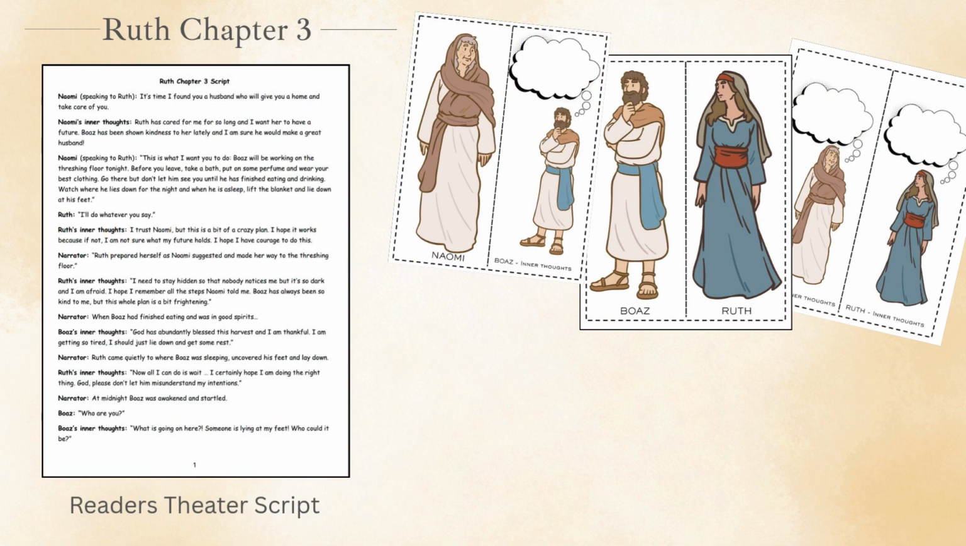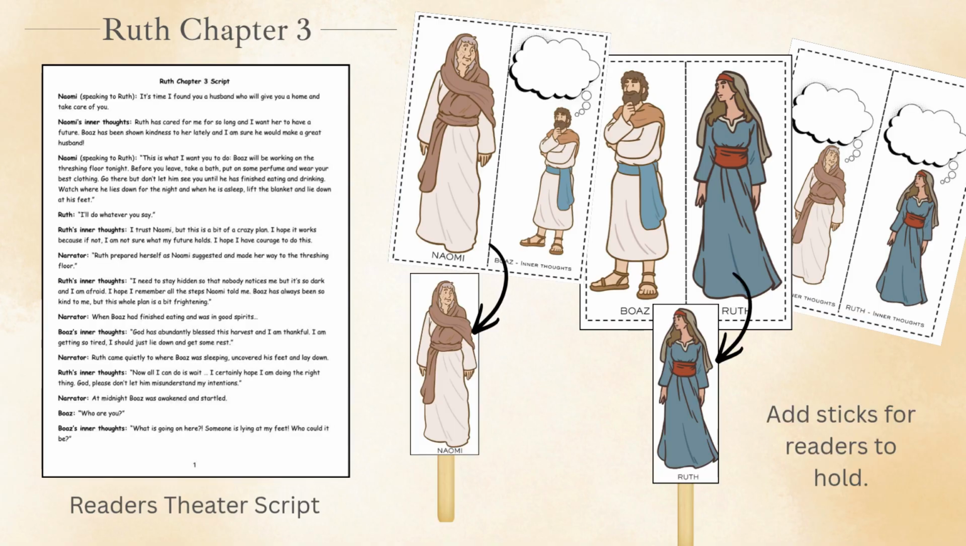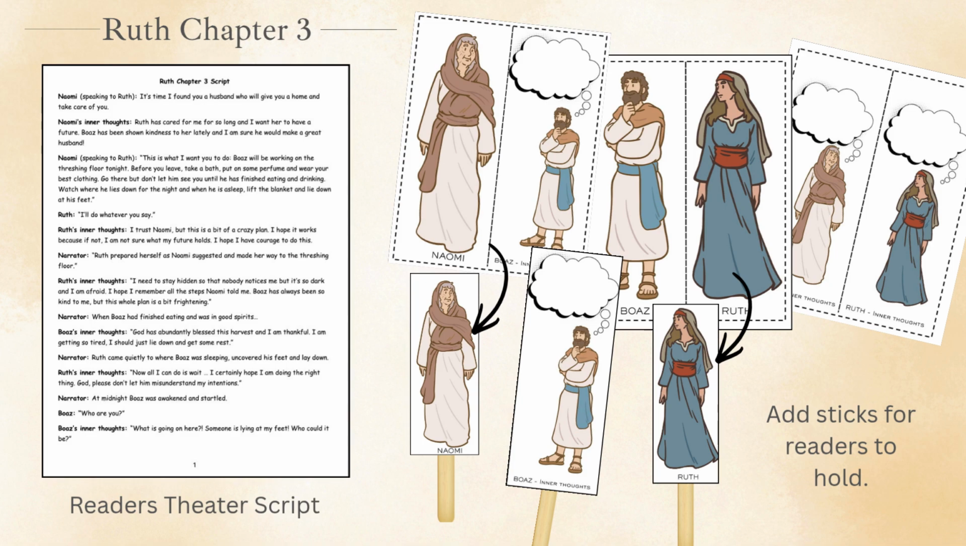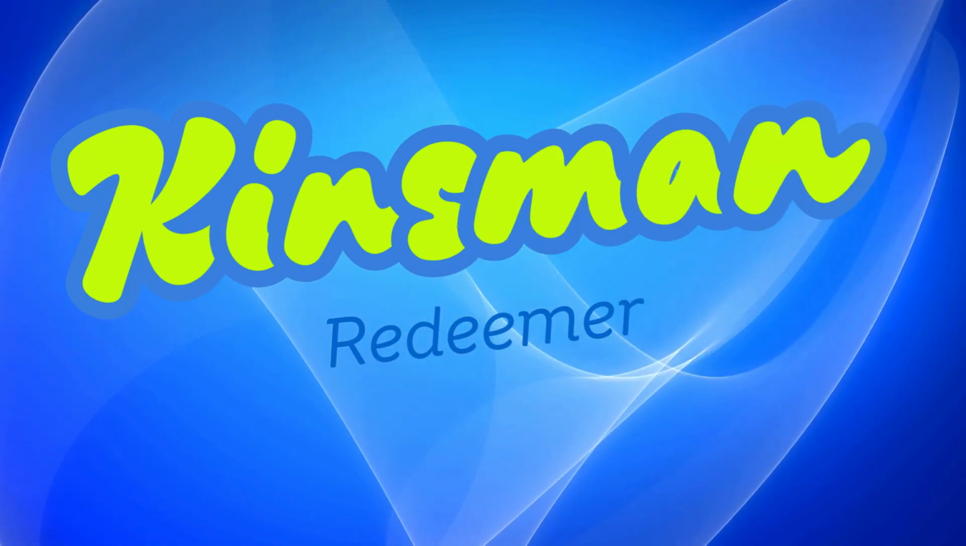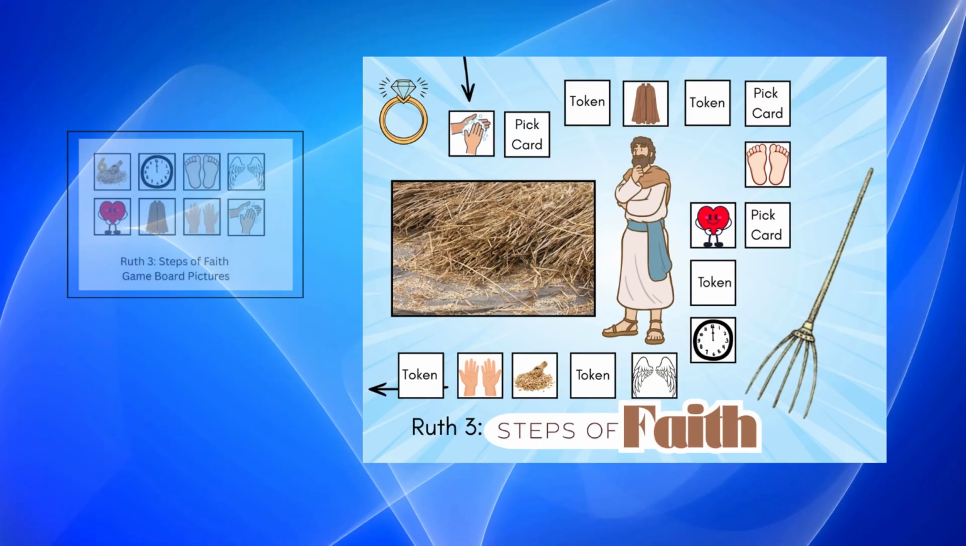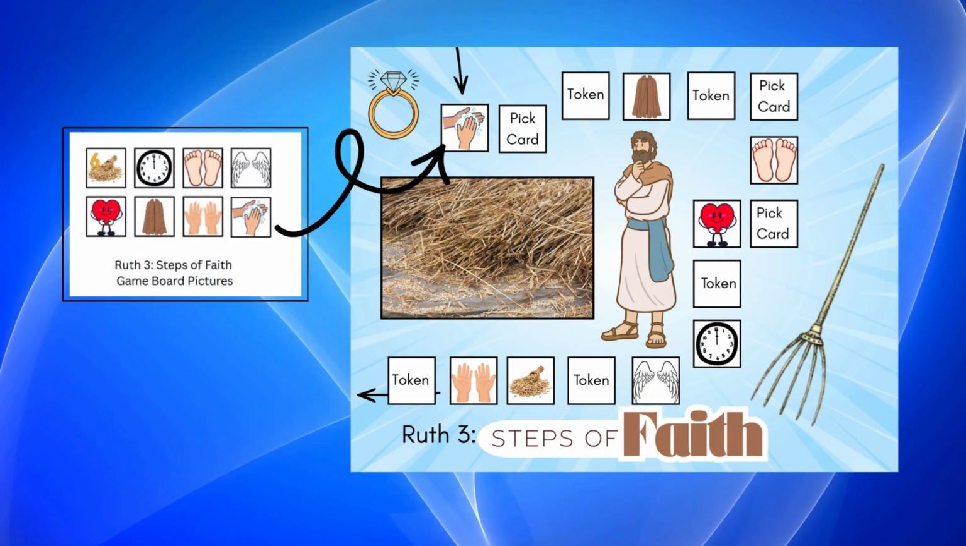In Chapter 3, students participate in a unique reader's theater. As Ruth, Naomi, and Boaz speak their lines, other students read the characters' hidden thoughts aloud. Students are then introduced to the important role of the Kinsman Redeemer and prepare the third panel, Steps of Faith.